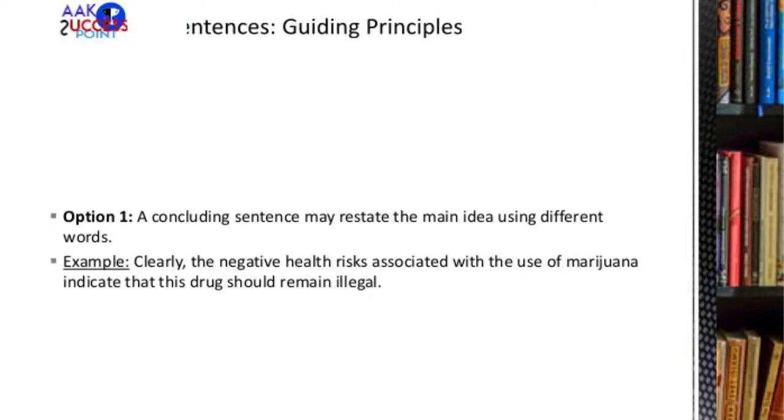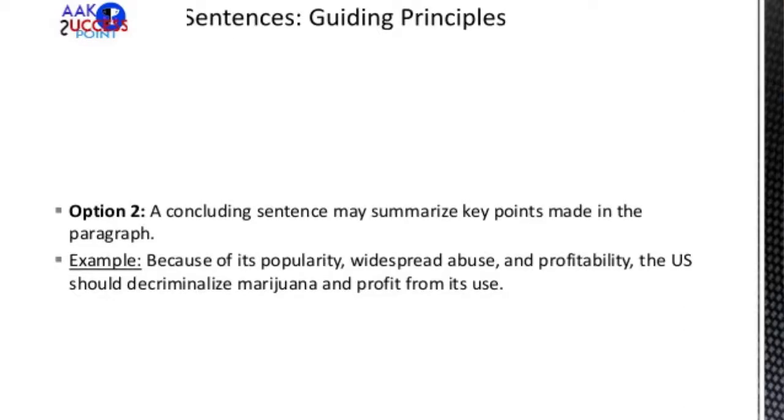Okay, here goes the first example. Just read it out. The negative health risk associated with the use of marijuana indicates that this drug should remain illegal. So that's one example of a concluding sentence. Look at the second one. Here's the second example. So just go through the second example.